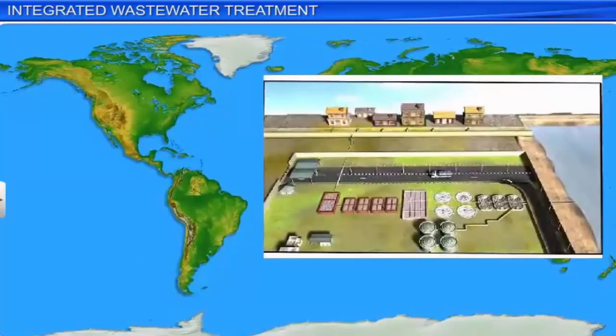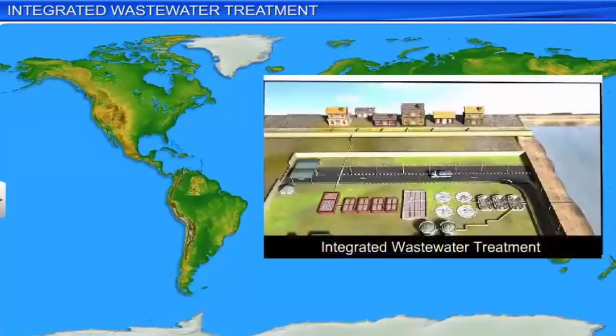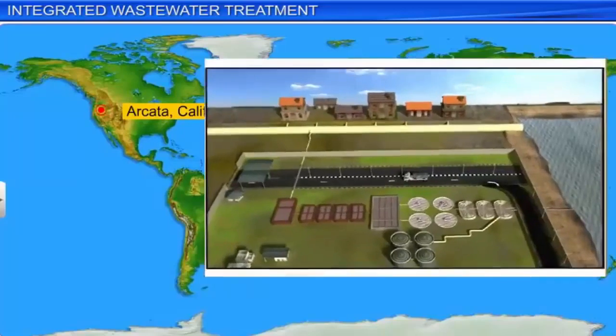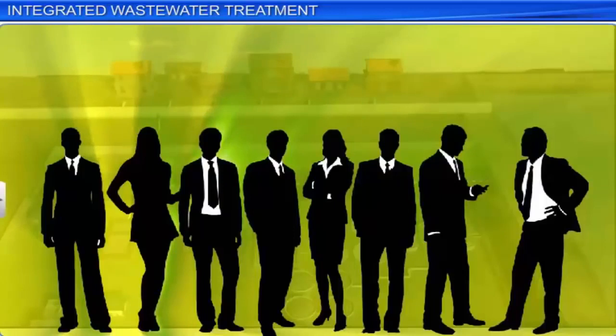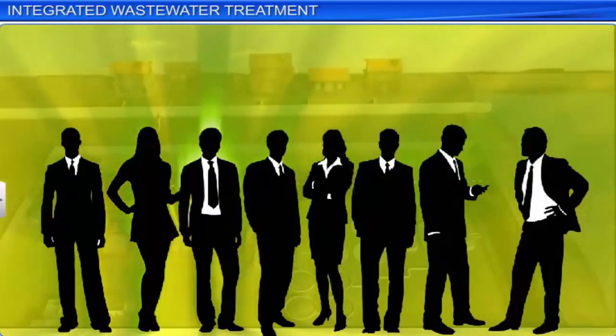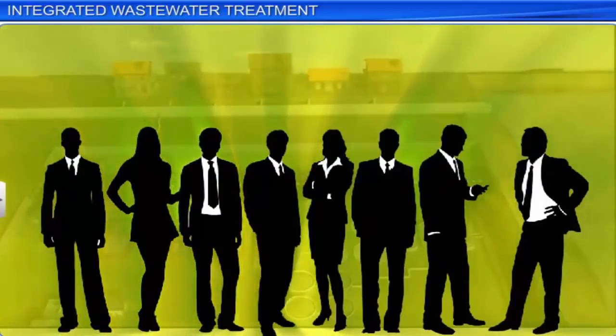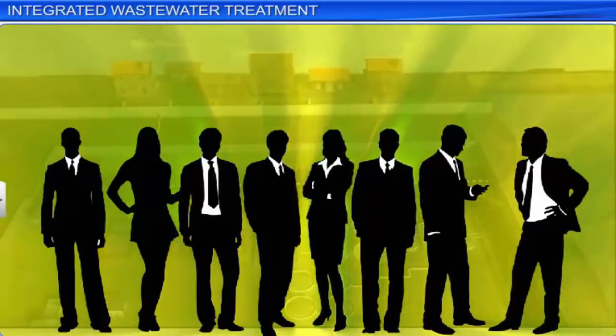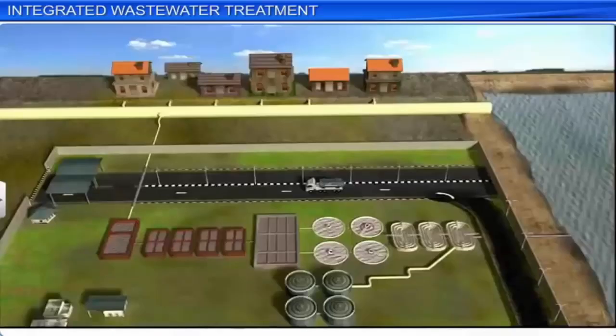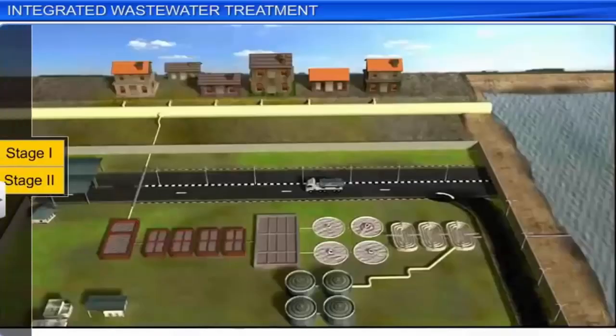Let us take a look at such integrated wastewater treatment in Arcata, situated along the northern coast of California. To find a solution to wastewater, the people of Arcata collaborated with biologists from the Humboldt State University to integrate wastewater treatment within a natural system. The wastewater was treated in 2 stages.